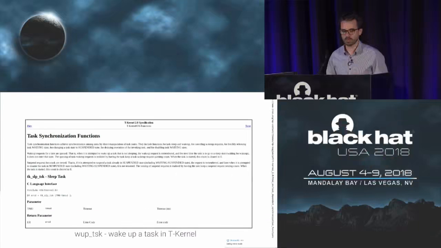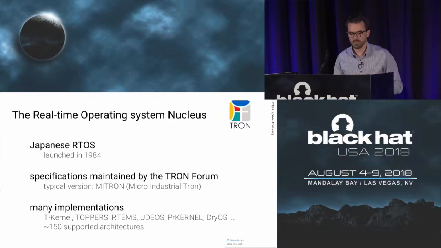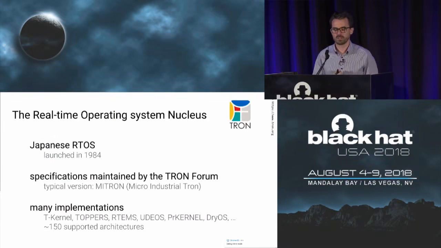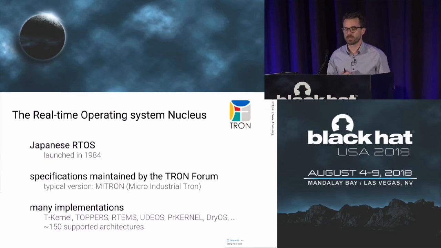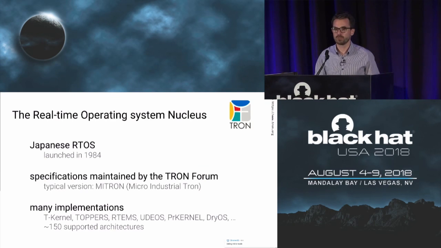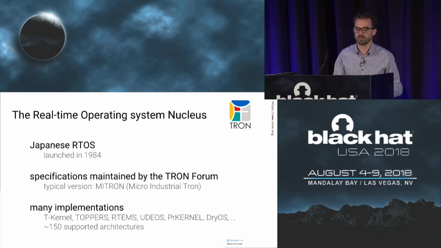So what is tkernel? Tkernel is part of the Tron family, which means the real-time operating system nucleus. It is a Japanese real-time operating system started in '84, so more than 30 years ago, by Dr. Ken Sakamura from Tokyo University. The specifications are maintained by something called Tron Forum, and this Tron Forum defines interfaces, API, and design guidelines for this operating system. I think it's time to drink again.